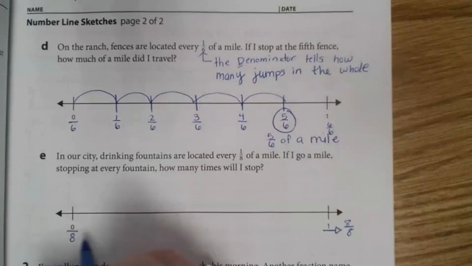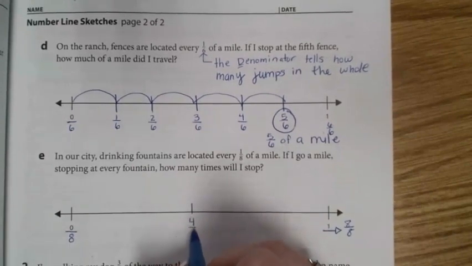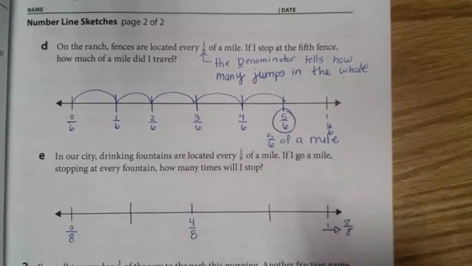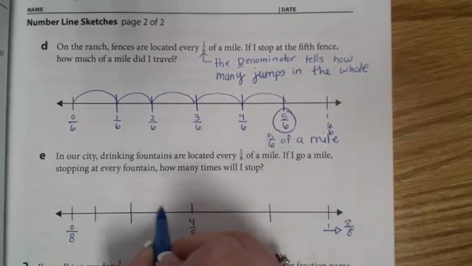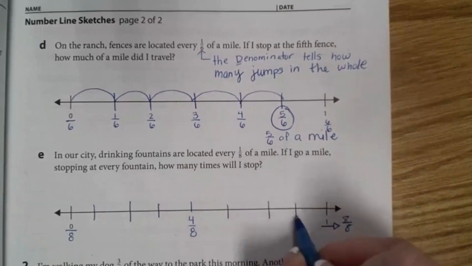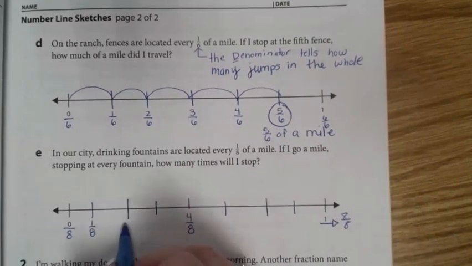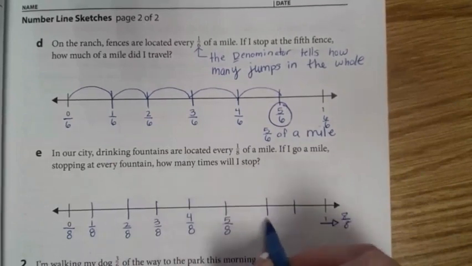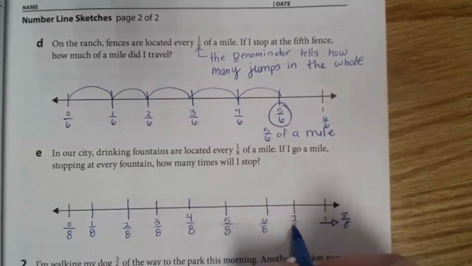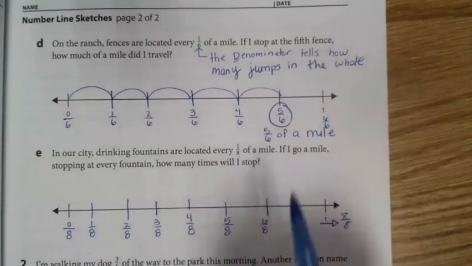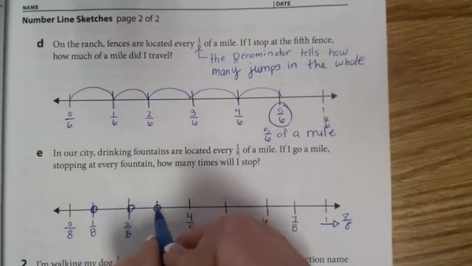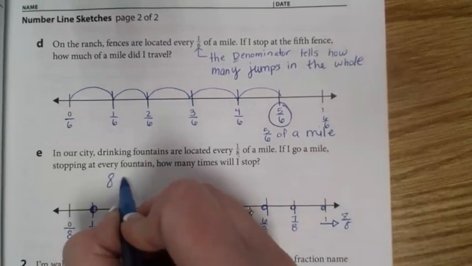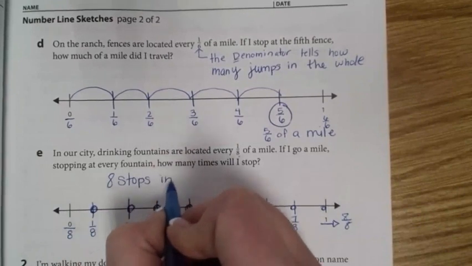This is 0/8. Halfway would be 4/8. Then we go ahead and cut them into fourths, right? And then cut those like this. Okay, so we have 0 eighths, 1 eighth, 2 eighths, 3 eighths, 4 eighths, 5 eighths, 6 eighths, 7 eighths, and 8 eighths. If we stop at every spot here, all of these spots, we would have 8 stops. 8 stops in all.